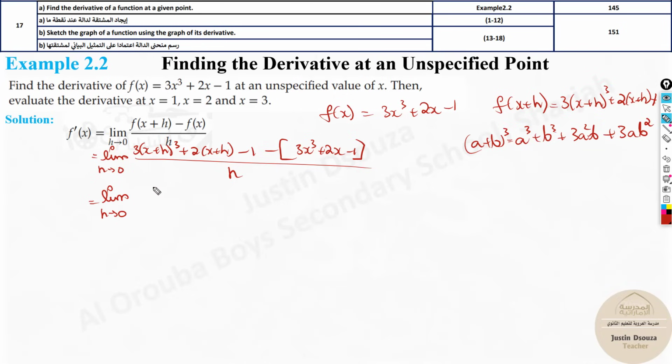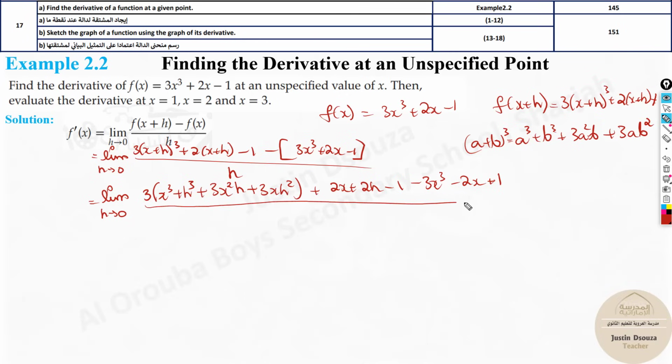Limit h tends to 0, 3 multiplied by what? (x plus h) the whole cube will be x cube plus h cube plus 3x squared h plus 3xh squared plus, this multiplied inside will be 2x plus 2h minus 1 minus 3x cubed minus 2x plus 1. It's direct algebraic substitution, divided by h. Now again you have to multiply this 3. So we will do that in the step itself. Limit as h tends to 0.